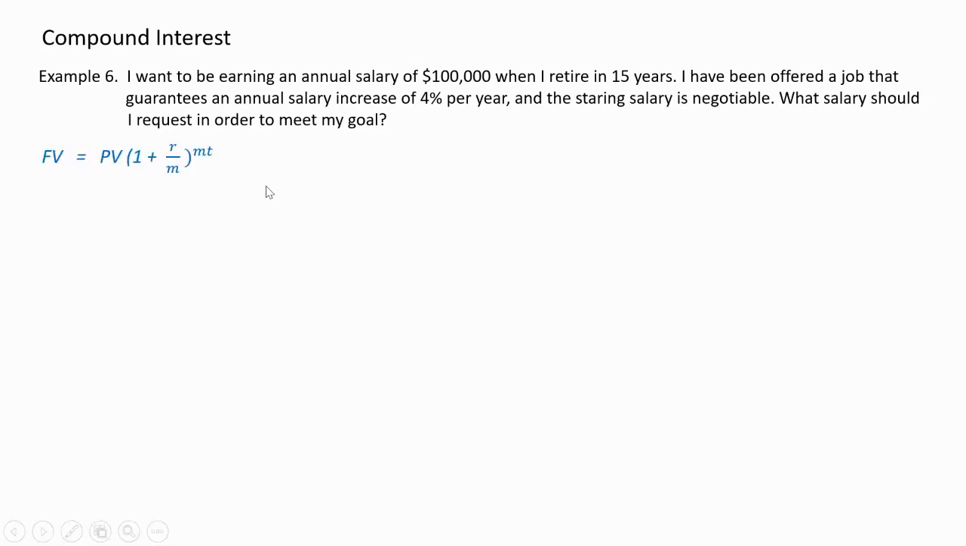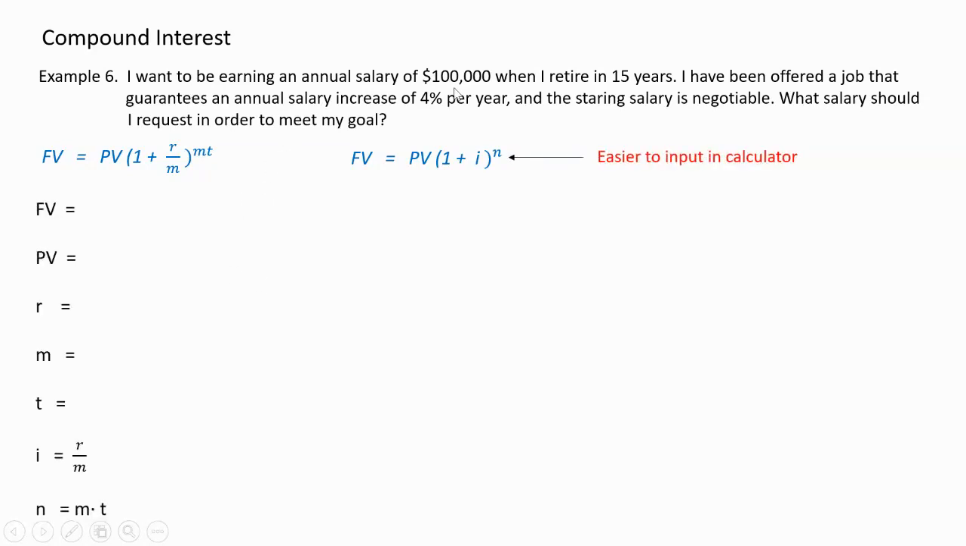Okay, so again, it's going to be the same formula, but we're going to use the one that's easier for the calculator. This time, this is how much money we want in 15 years, so what we're looking for is a present value. We want 100,000 after I retire in 15 years. The job guarantees an annual salary increase of 4% per year, so that'll be 0.04. And the M is going to be 1 because it says annual salary increase, and the time will be 15.